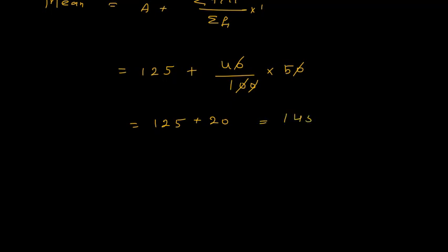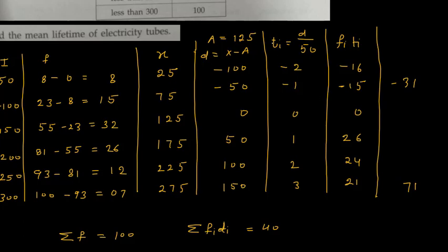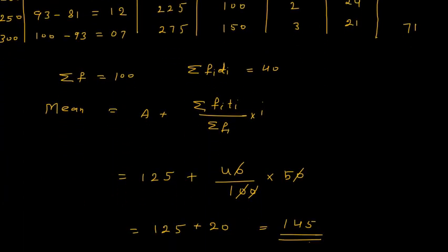Correct? Fine. Now there is one more question. Here the problem is: using the information given in the adjoining histogram, calculate the mean correct to one decimal place. So we have to find the mean.